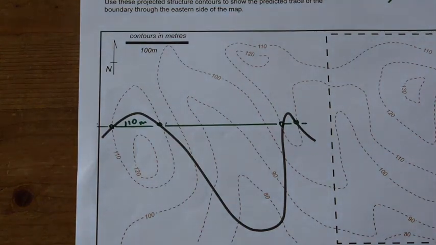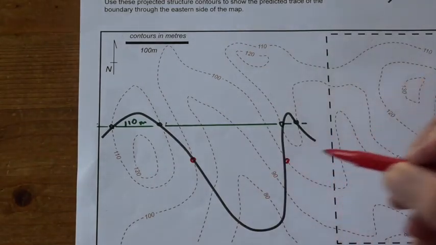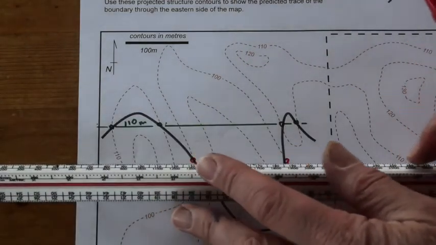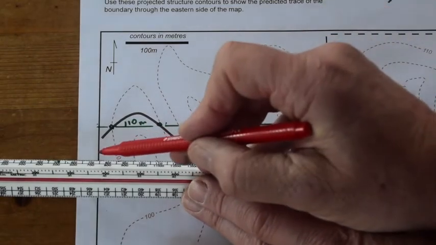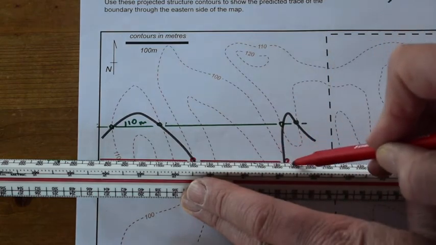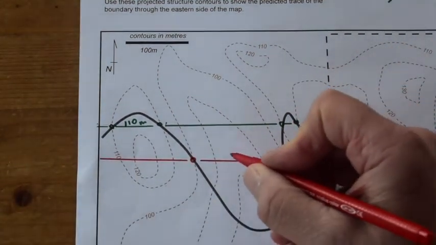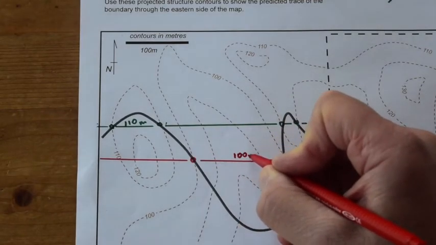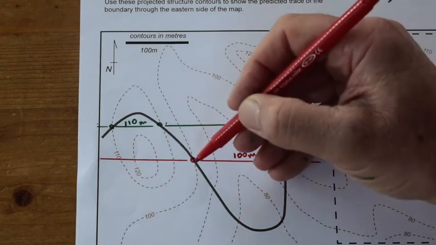Okay, and I can see there's a 100 metre intercept there and there. And again, let's just join this one up. We can see that it's parallel to the 110 contour. Like that, to label that 100. That's 100. Because that's where the topographic contour of 100 coincides with the boundary.